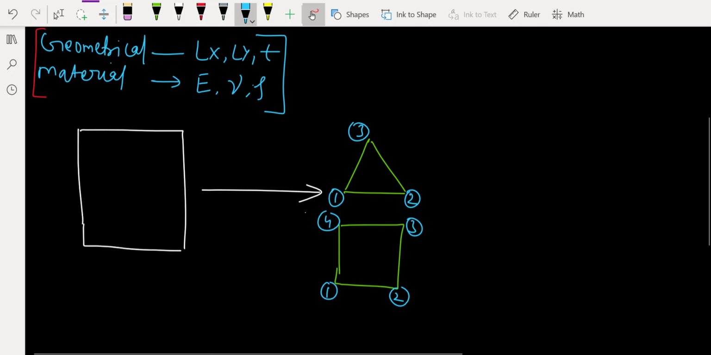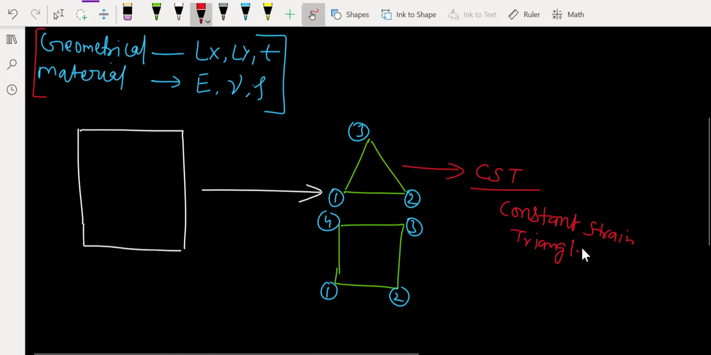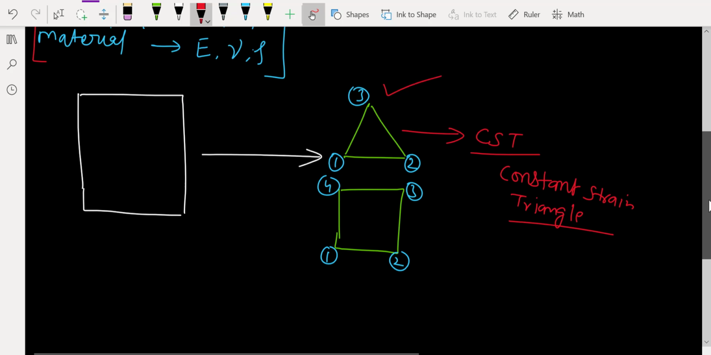Okay, so in our case here we will call this triangular element CST. CST means constant strain triangle. Okay, constant strain triangle. So in the very first few cases we will consider only this constant strain triangle for numerical solutions. So let's start doing the very fundamental step of the 2D case.